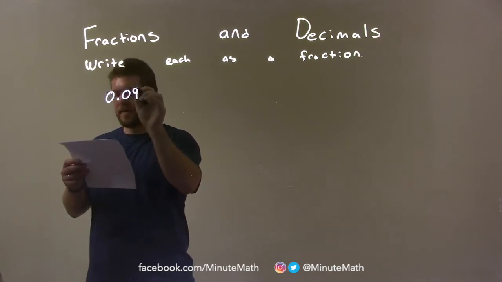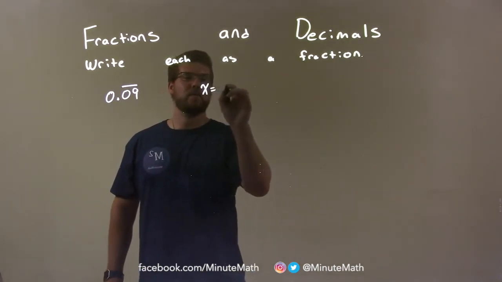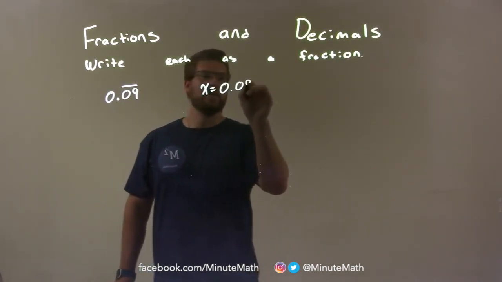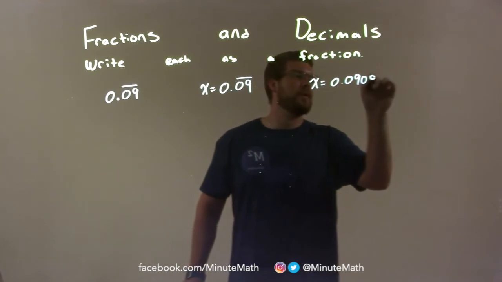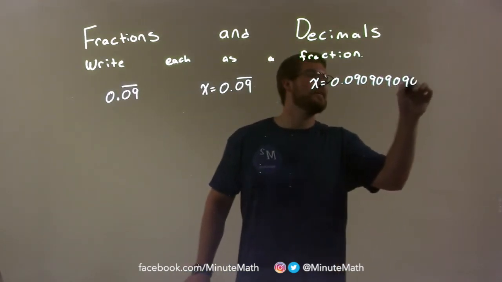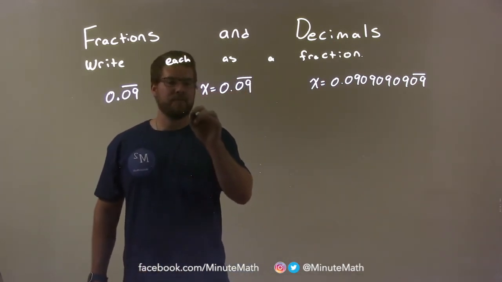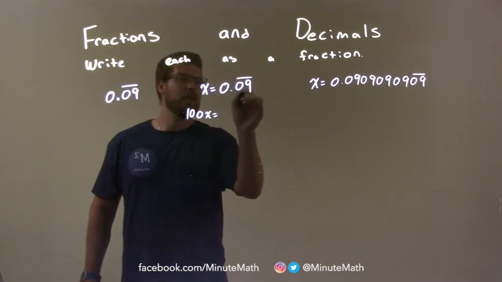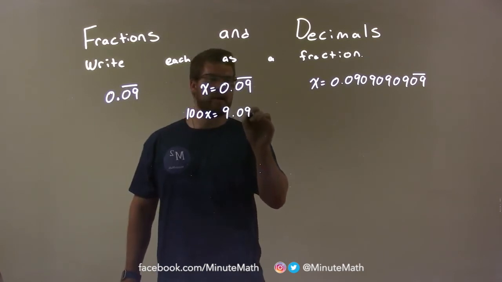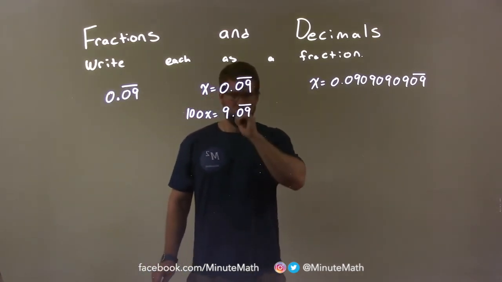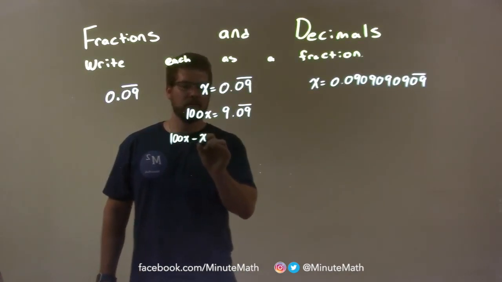0.09, and that 09 is repeating. I'm going to let x equal 0.09 repeating, and so x is equal to, we write it out, 0.0909090909, repeating forever. I'm going to multiply x by 100. We have 100x. I move the decimal place 2 spots over, and that's just 9.09 repeating.